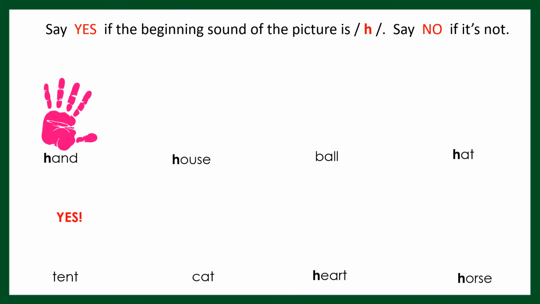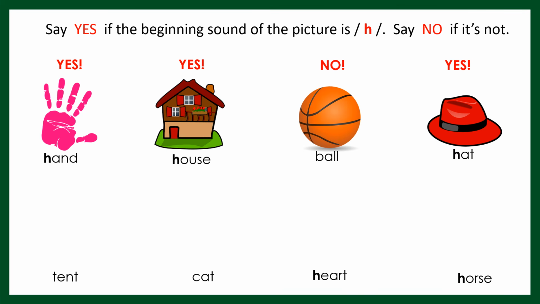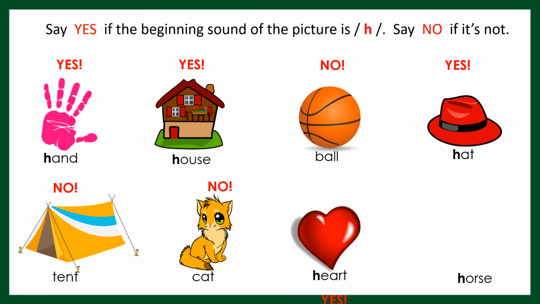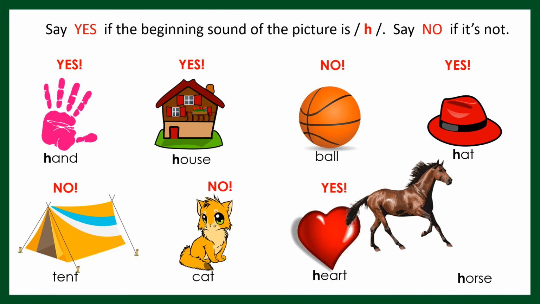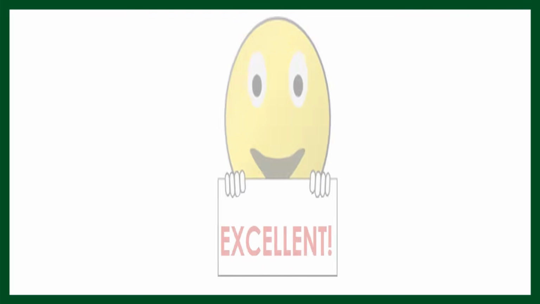Hand, yes. House, yes. Ball, no. Hat, yes. Tent, no. Cat, no. Heart, yes. Horse, yes. If your answers are correct, then excellent.